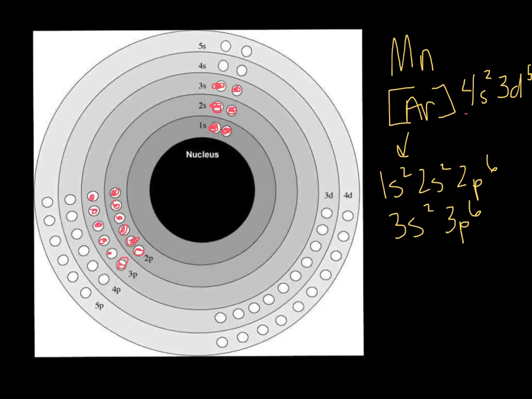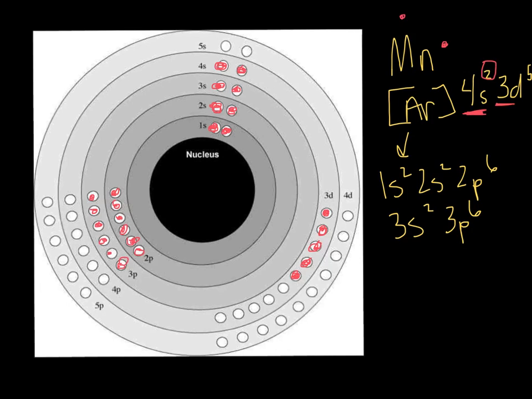Now the next place we're going to go to our 4s. So we're going to put 1, 2 in the 4s. And then we jump down to our 3d, and we're going to fill 1, 2, 3, 4, and 5. Okay? And so in its outer shell, manganese only has 2 electrons. So remember, if we go back and look at this, here's the highest level, which is level 4. It's got 2. So we would write 1, 2.